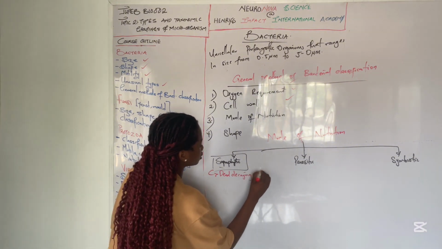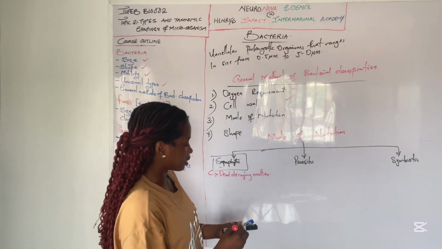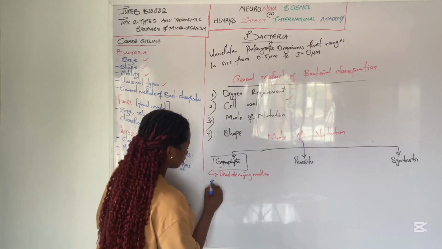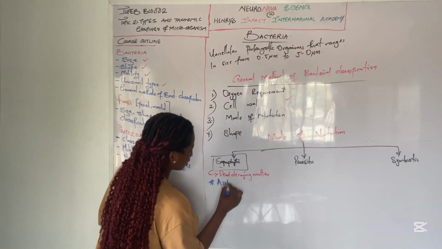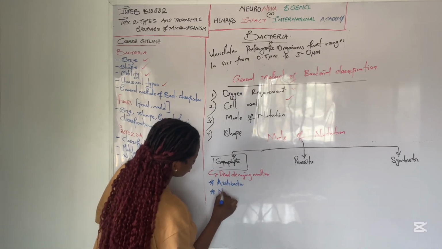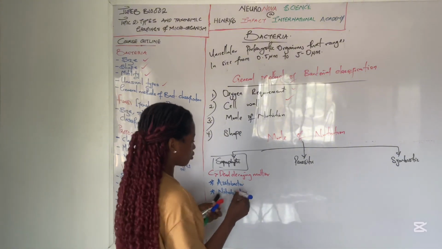So they can even ask you which of the following is an example of a saprophytic bacteria. That's why you should be looking out for your Azotobacter and your Nitrobacter. These are saprophytic bacteria.